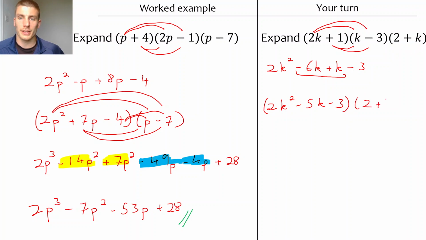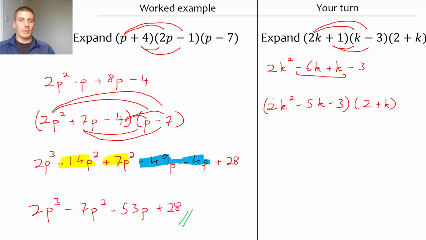Now notice actually, what I didn't really mention was, it doesn't matter which two brackets you choose first. Because multiplication is commutative, you could have done the positive ones first. You could have done 2k plus 1 times 2 plus k, and then times it by k minus 3. It makes no difference, because multiplication, the order in which you times things, doesn't matter. Okay, just so you're aware of that.